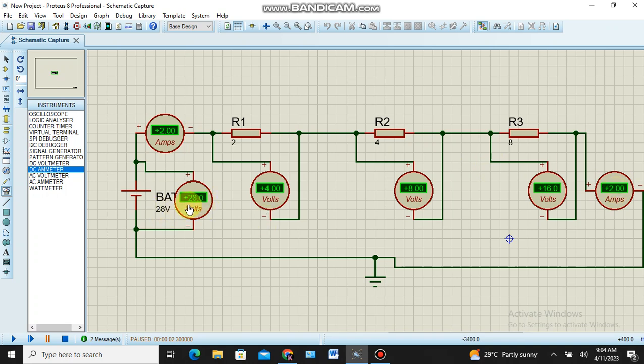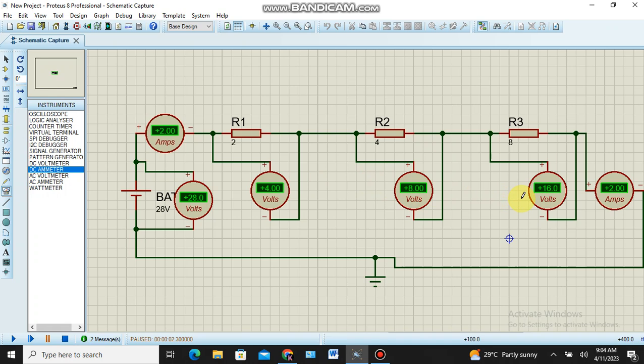The total voltage is 28. V1 is 4 volt, V2 is 8 volt, V3 is 16 volt. You can add all these: 16 plus 4 is 20, 20 plus 8 is 28. So Vt equals V1 plus V2 plus V3.